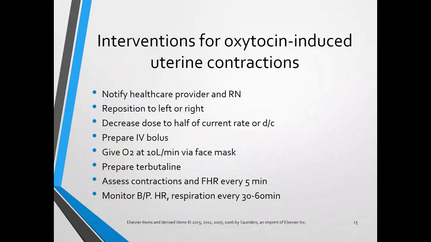So what do you do for interventions when there's uterine contractions from oxygen or oxytocin? You want to notify the provider, change position, decrease the dose, and make sure that there's IV fluids going. The patient may need an IV bolus. Give O2. This can occur, but it's not going to be your first intervention because it does affect the infant.